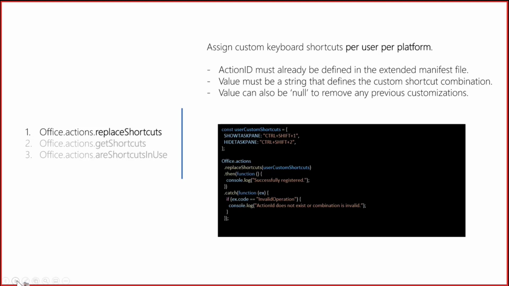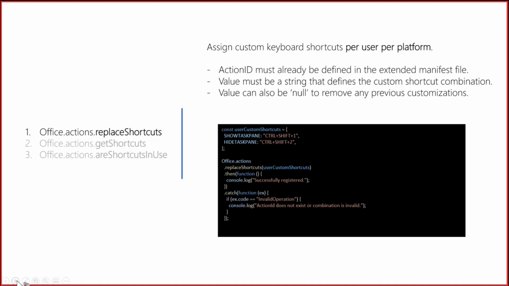And the value that you put into this API has to be a string that defines that custom shortcut combination. So you can see in the example here, we are changing the combinations for the show task pane and hide task pane actions to Control-Shift-1 and Control-Shift-2. And it's a very simple API call, and you can send in a whole list of shortcut customizations at once.